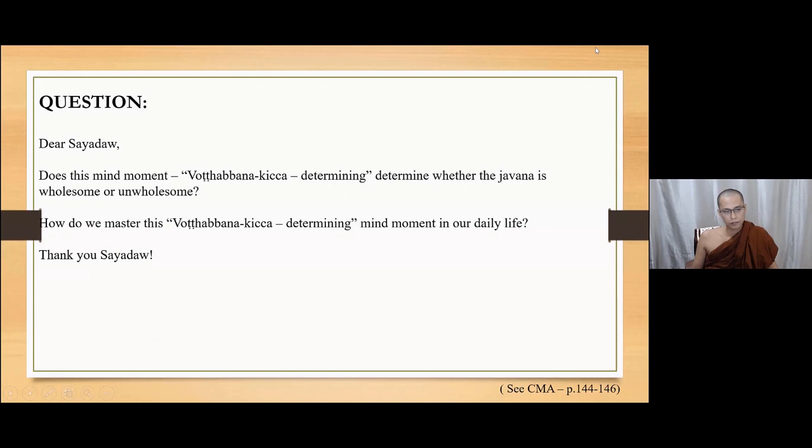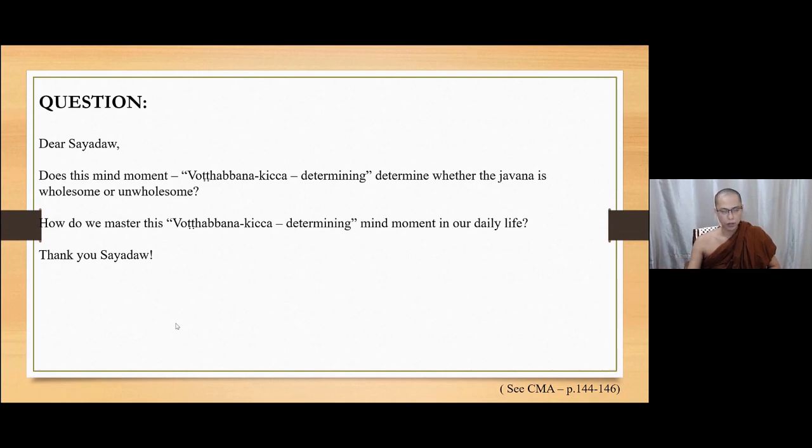Dear Sayadaw, does the mind moment Votthabbana Kicca determine whether the Javana is wholesome or unwholesome? How do we master this Votthabbana Kicca, the determining mind moment, in our daily life? Thank you, Sayadaw.